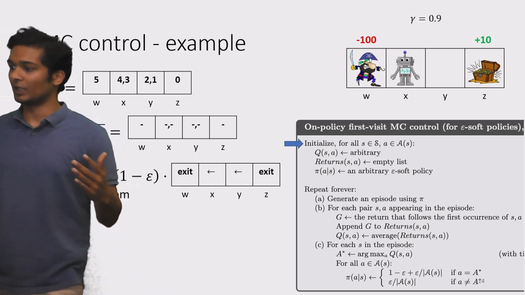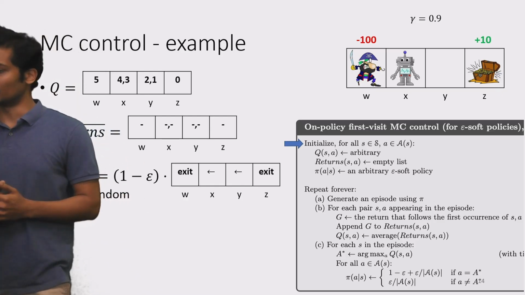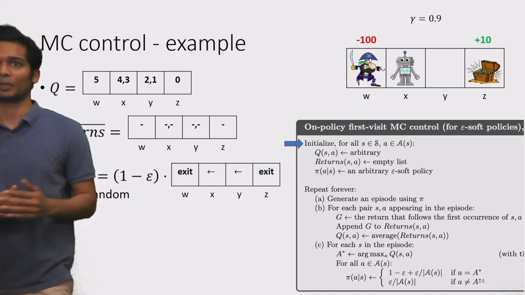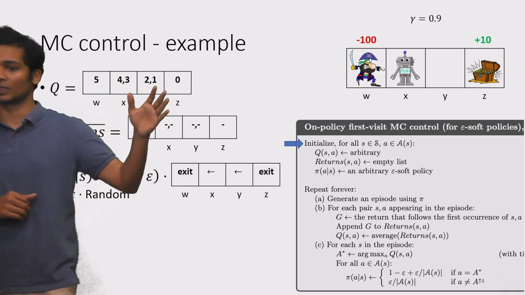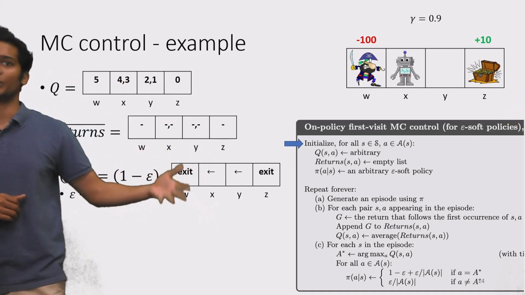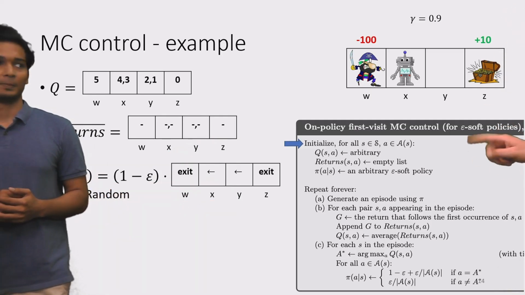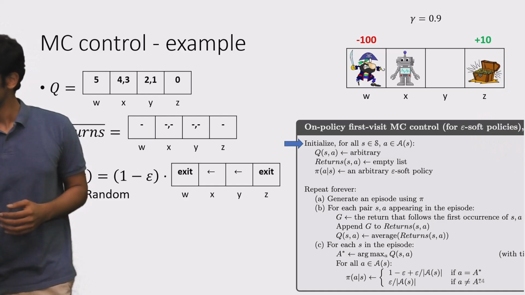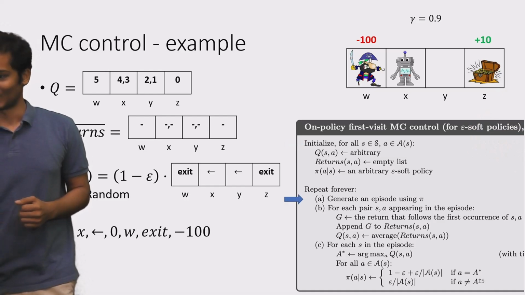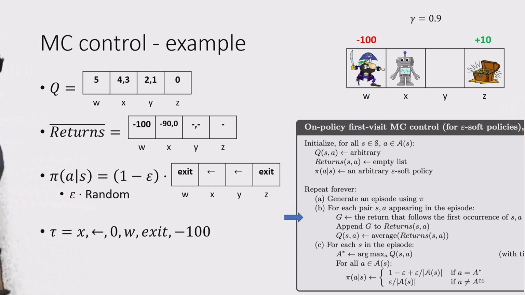Then we go into a loop where we start by generating an episode using this arbitrarily initialized policy. So let's generate our episode. That's the tau. The tau is the episode. Tau is popularly used notation to represent a trajectory in RL.